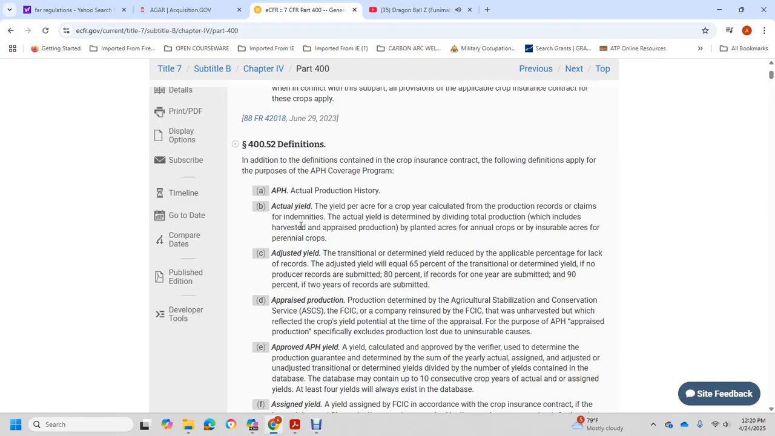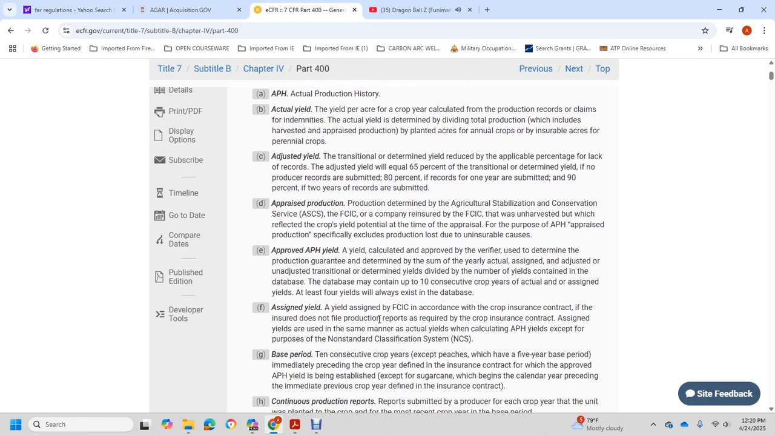Appraisal production: determined by the Agricultural Stabilization and Conservation Service, the FCIC, or the company reinsured with the FCIC, for unharvested production which reflects the crop's yield potential at the time of the appraisal. For the purpose of actual production history, appraised production specifically excludes production loss due to uninsurable causes.